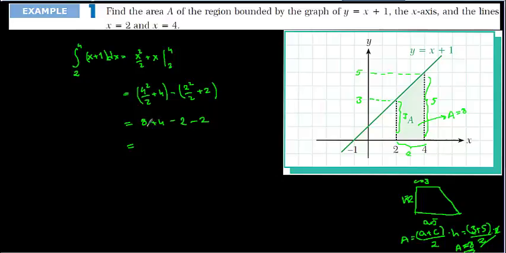Here again, 8 plus 4 is equal to 12, and 12 minus 4 is going to be equal to 8. So the integral from 2 to 4 of x plus 1 dx, which is at the same time the area below x plus 1 and above the x-axis, is going to be equal to 8.